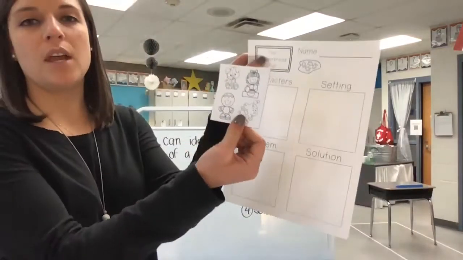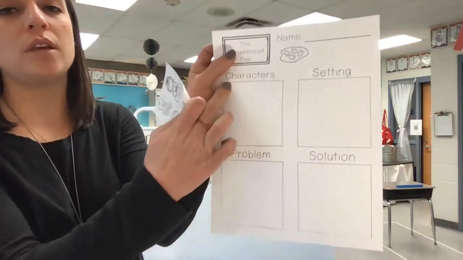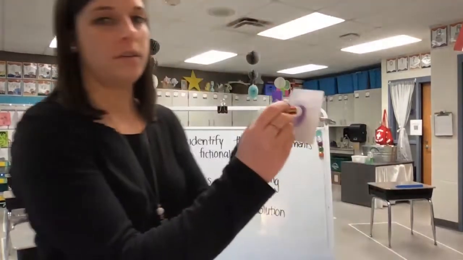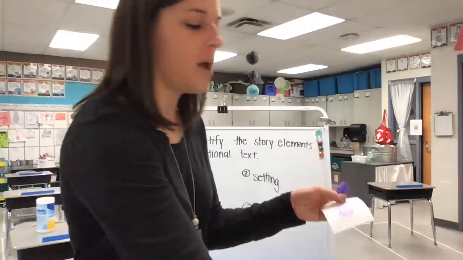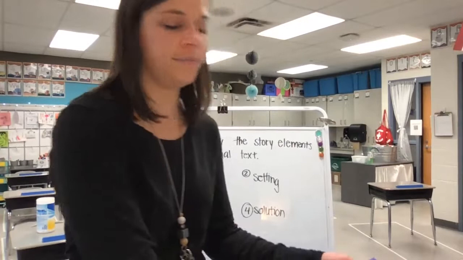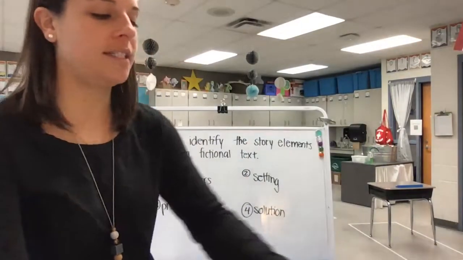Once you cut out the characters, you're going to glue them into the box below the word that starts with C, characters. But when you use your glue, you don't need a lot. You can just swirl, swirl, swirl right in the middle of your box and stick it right in the middle of your characters box. Okay?